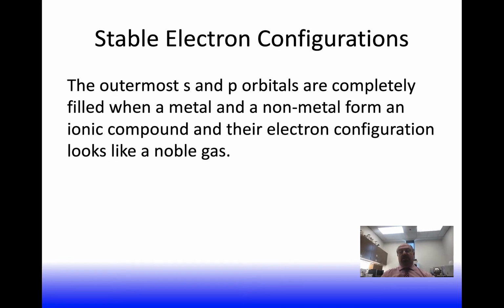We already talked about this way back at the beginning of the year when we talked about how compounds form, ionic compounds form, and we used rings, and you saw that in the metal's case it loses electrons to lose a ring, and in the nonmetal's case it fills the ring. Well, we're not using rings now, we're using orbitals, but it's the same process.